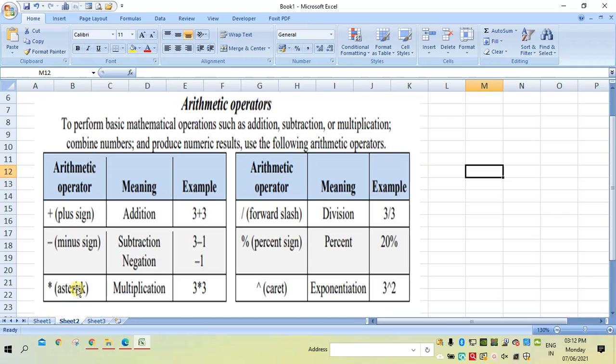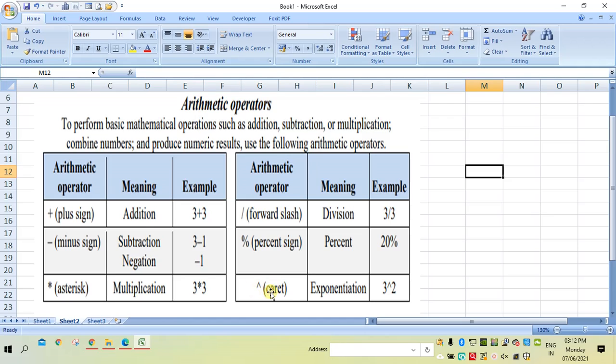Next is the slash, which is used to divide the numbers, and then percentage, which is used to show numbers in a percentage format. The next is the caret, or we can call it the exponent symbol. Sometimes we may need to find the square of some numbers, and in such a situation the caret symbol is used.